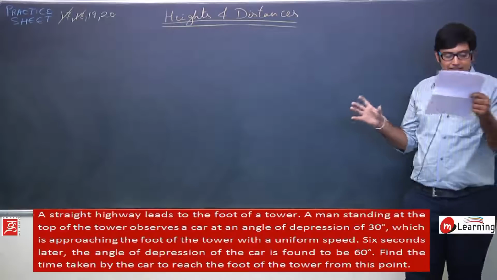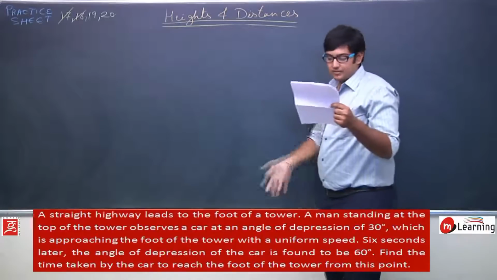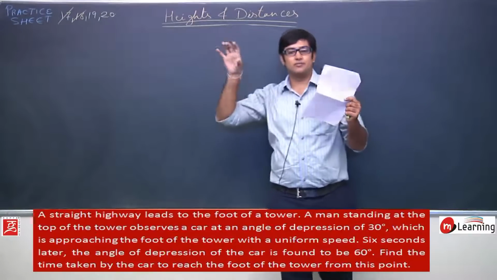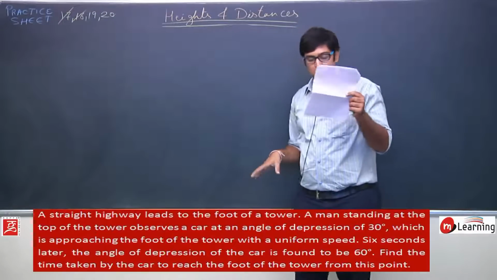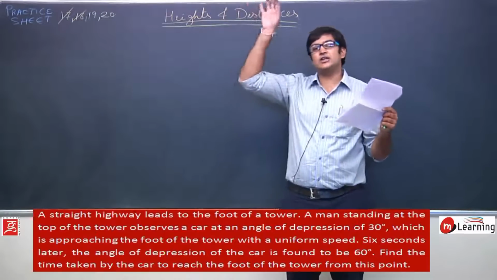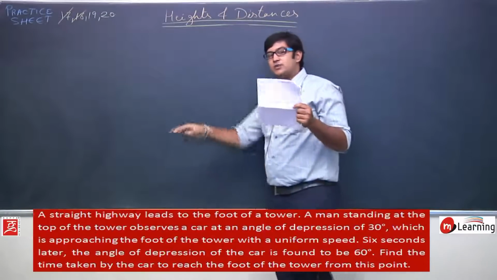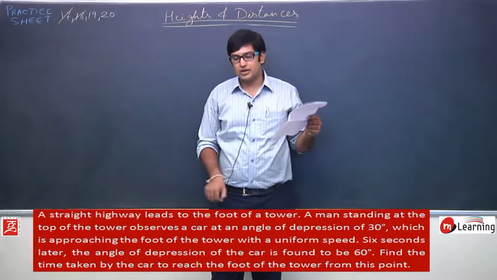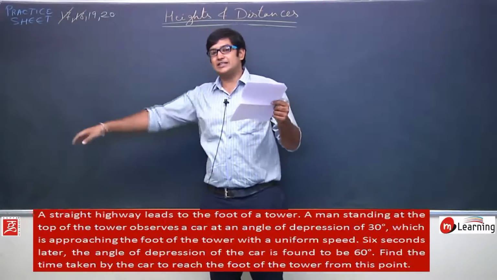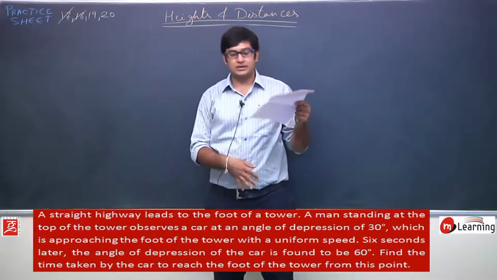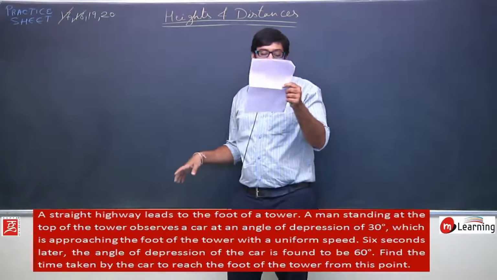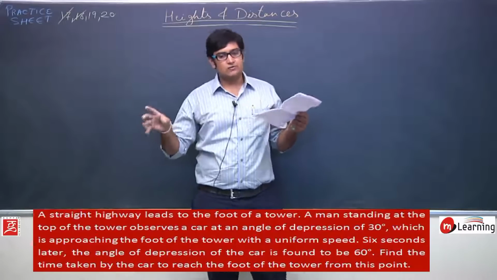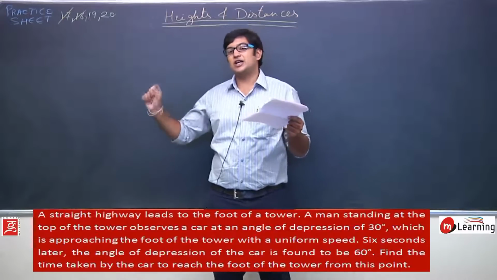So what it says is, on a straight highway, there is a tower in the middle of the highway, and there is a man standing at the top of that tower, and when he observed the highway, he saw a car coming towards the tower. If I am standing at the tower, I can see there is a car coming towards me. What it says is, when the man observed the car, the angle of depression for observing that car was 30 degrees.